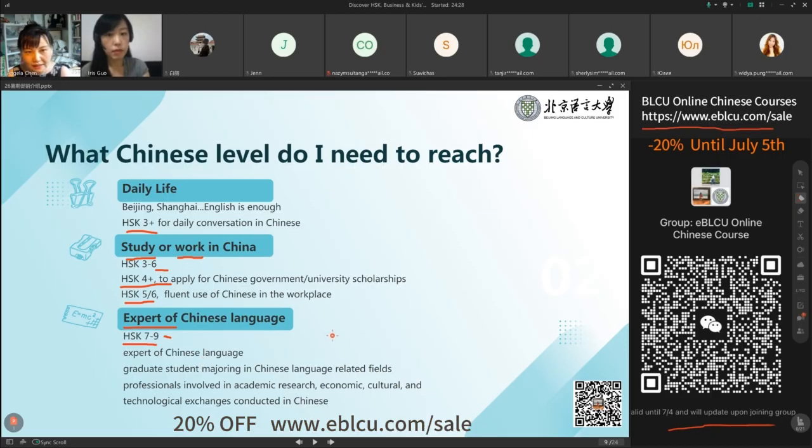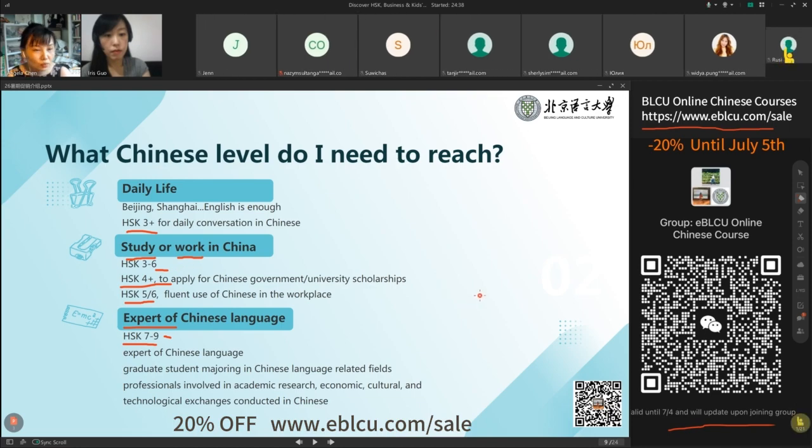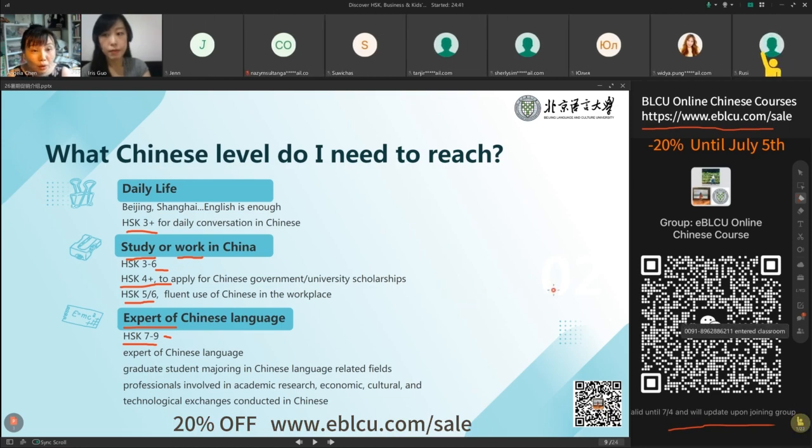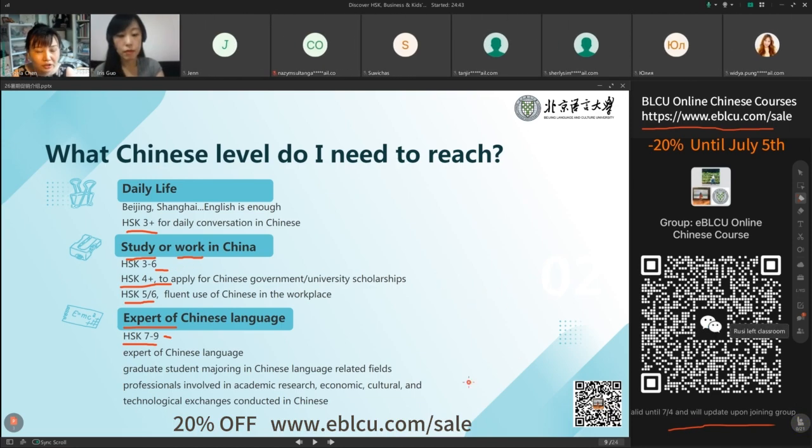If you don't need that, a lot of students asking me, they are quite anxious. I can't get HSK 7 to 9. What should I do? You don't really need it if you just want to basically study and work here in China, not read academic articles in Chinese language. Then HSK 1 to 6 should be the one you are looking for.